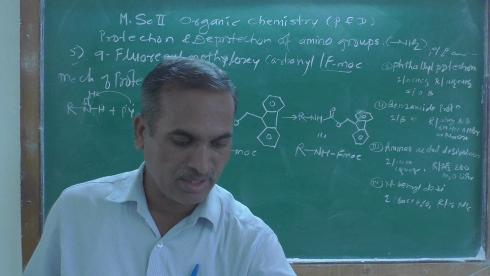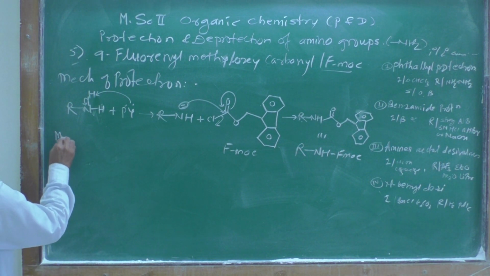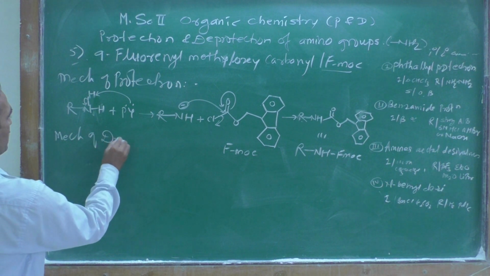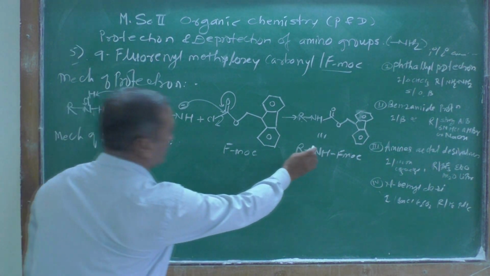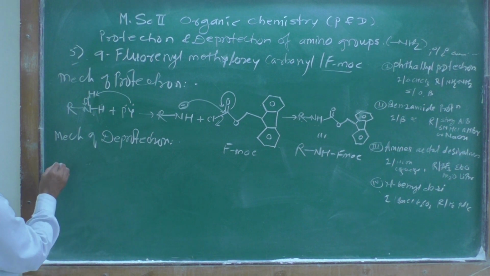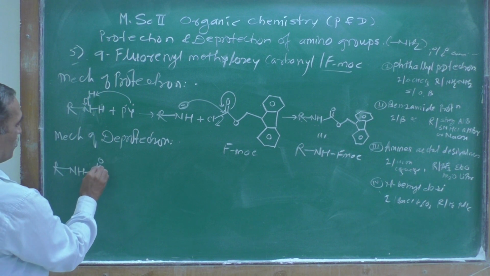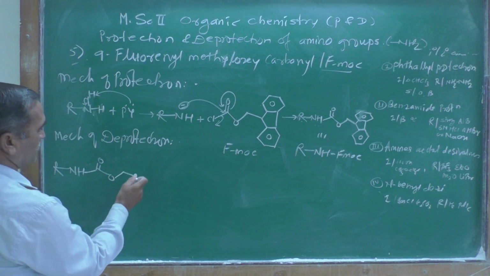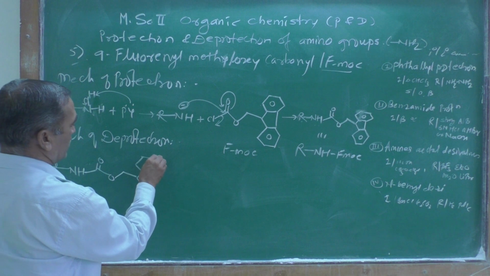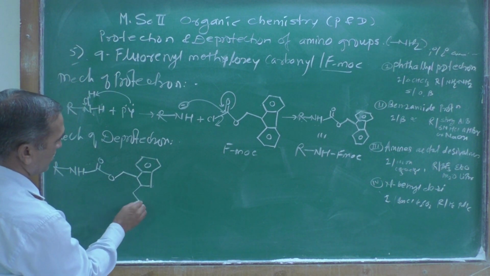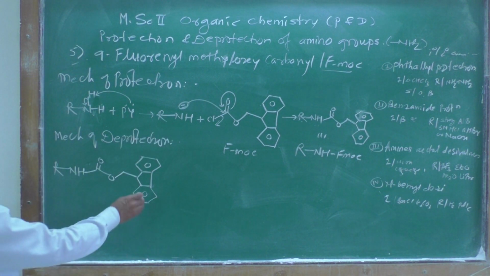Now let us see the mechanism of deprotection. Next one is the mechanism of deprotection. Let us take this example. Here again R NH, then C double bond O, then this CH2, then draw the middle 5-membered ring, then join one benzene ring here and another benzene ring on the other side. That will be the structure of this.